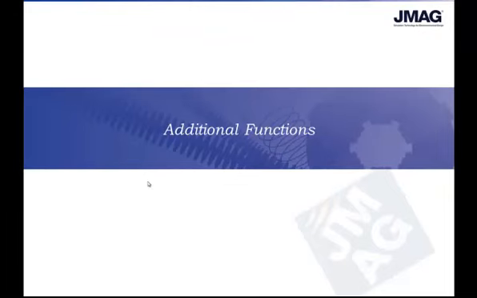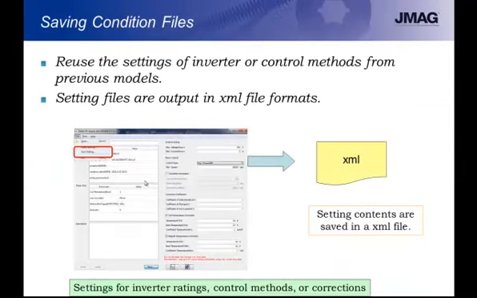Some of the additional functions of the JMAG-RT Viewer are that we can save the conditions that were used in the RT Viewer or in the efficiency map creation process. And we can reuse these settings on different models. The setting files can be output in XML format and then again applied to different models, so the inverter rating and the control type, as well as any correction coefficients or temperature correction coefficients, can be applied to different models.